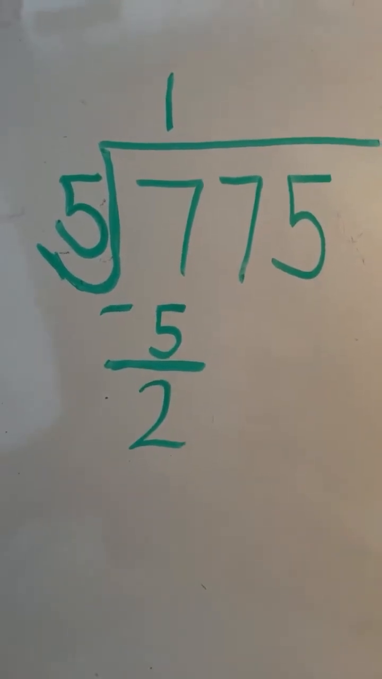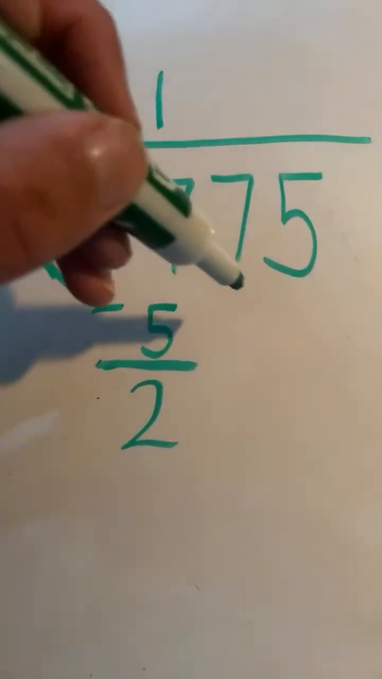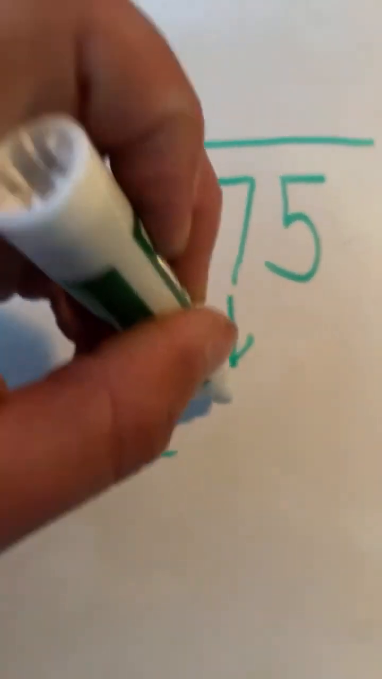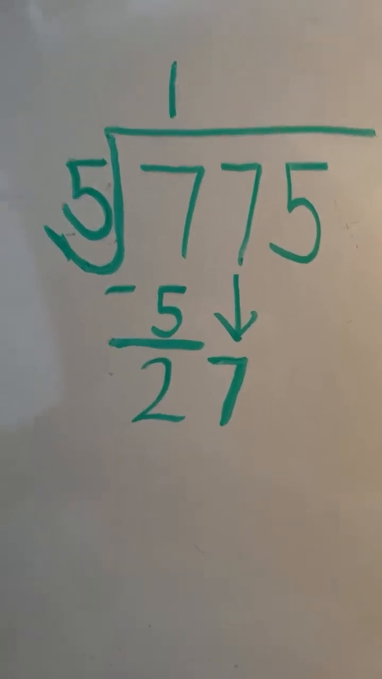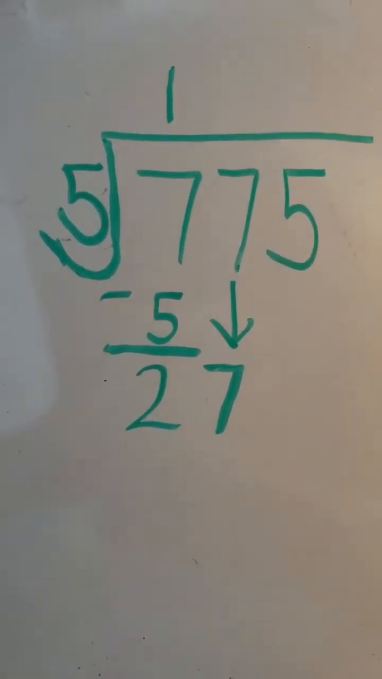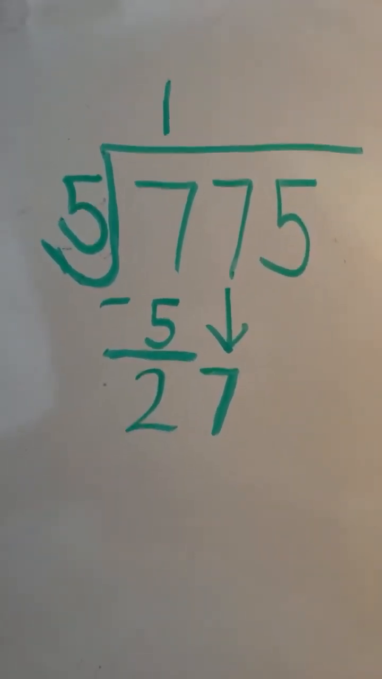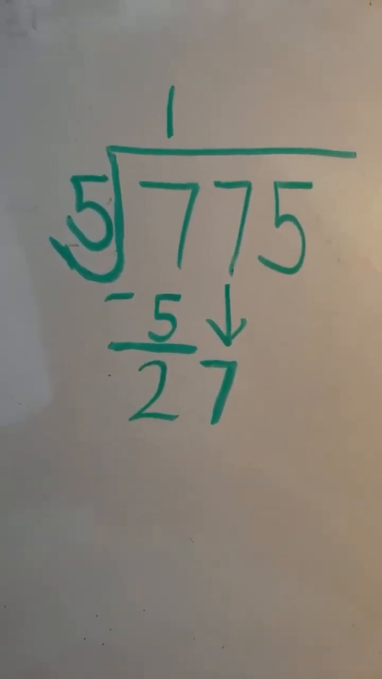The next step, we bring down the next number. We're going to bring down the 7 here. That 2 is going to become a 27. Next, we have to do 27 divided by 5. So I'm going to skip count by 5s again.